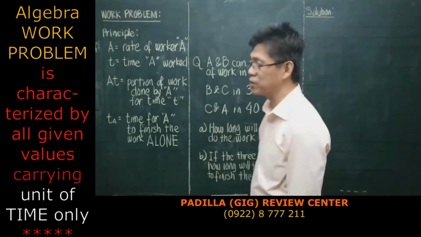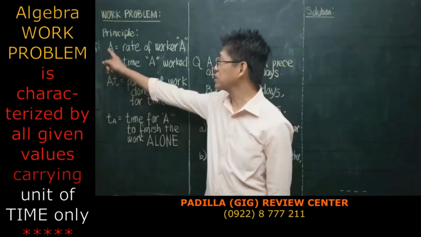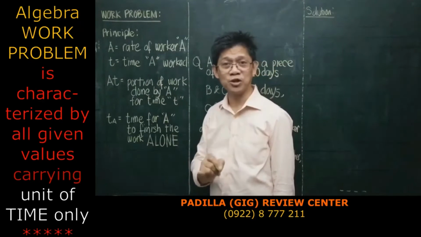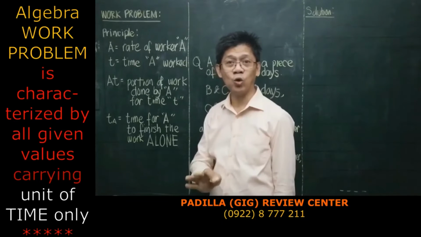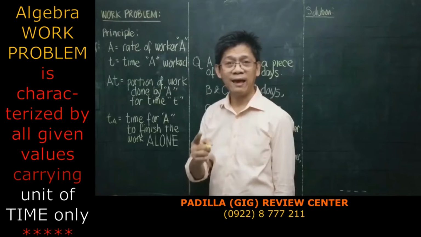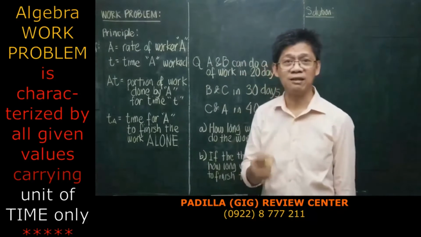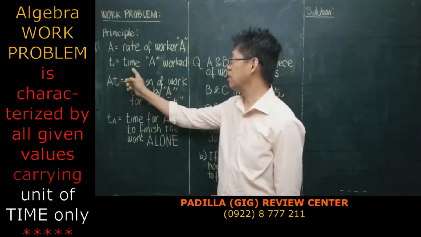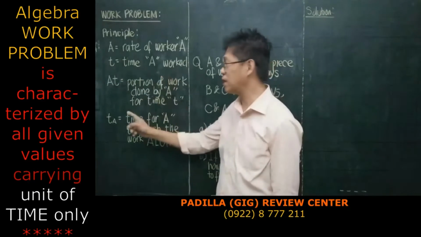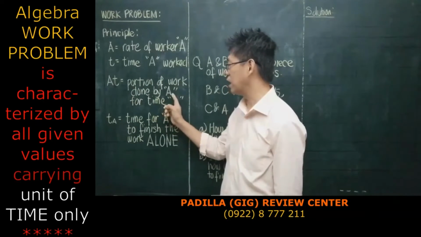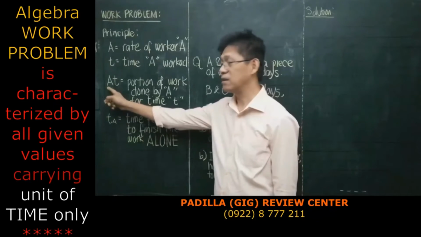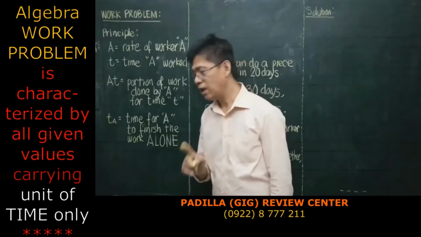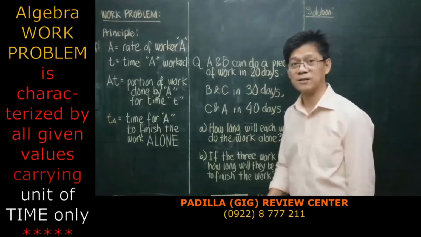So word problem, the first thing to do is to represent the rate of worker. Worker could be a person, a machine, a tool, an instrument. Anything that does anything is a worker. So if T is the time that worker A worked, then the portion of work done by worker A for time T is rate times time. A times T.